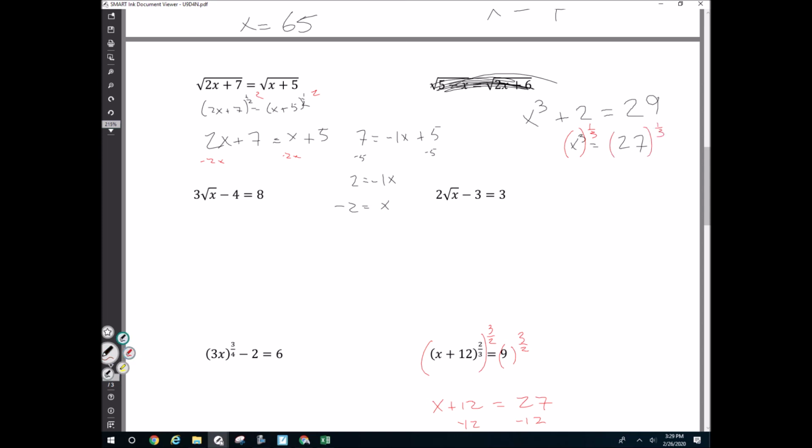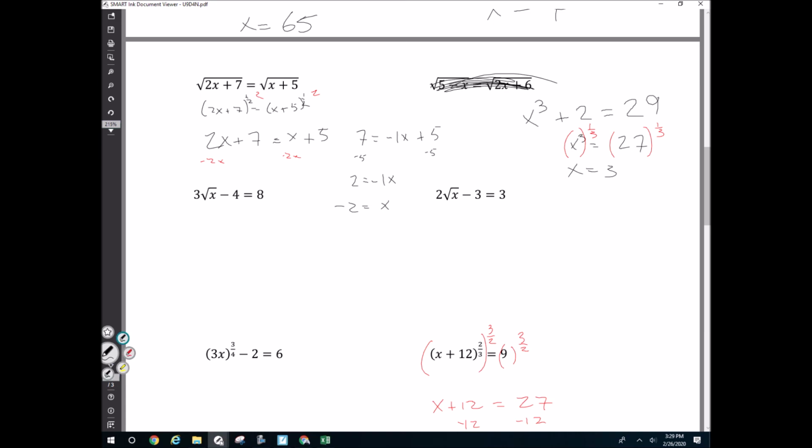What's 27 to the 1/3? Good. Same thing. It's the same thing. Don't say, is it okay if I just cube root both sides? It's the same thing. Of course it's okay. It's the same thing.